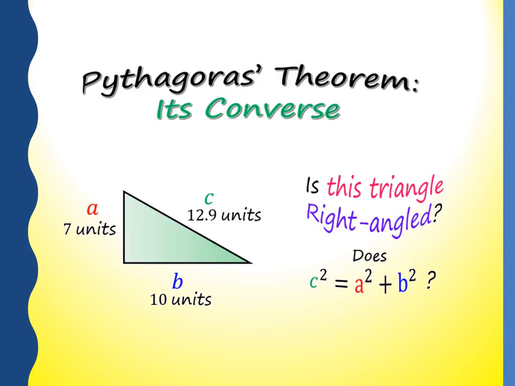What about the converse of Pythagoras theorem? Here is this right angle triangle. If I prove that A square plus B square equals C square, while A and B represent the sides of the right angle and C represents the hypotenuse, then this triangle is a right angle triangle.